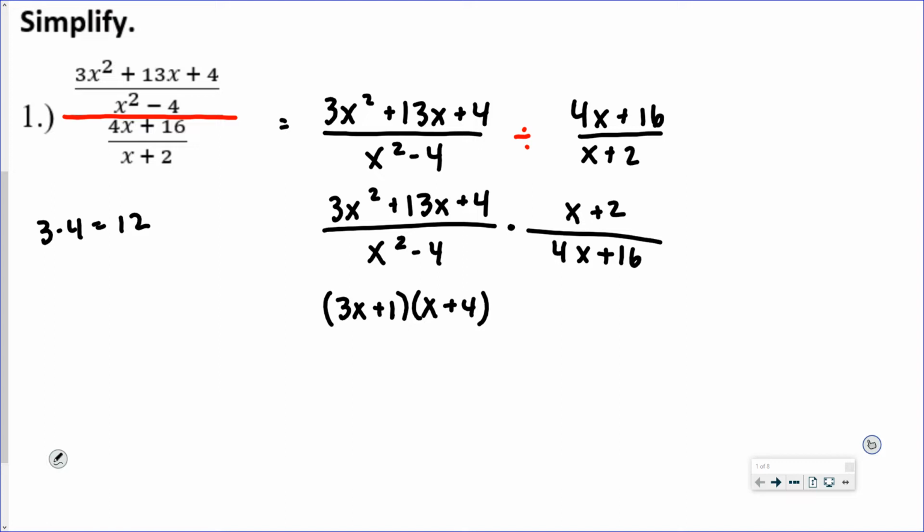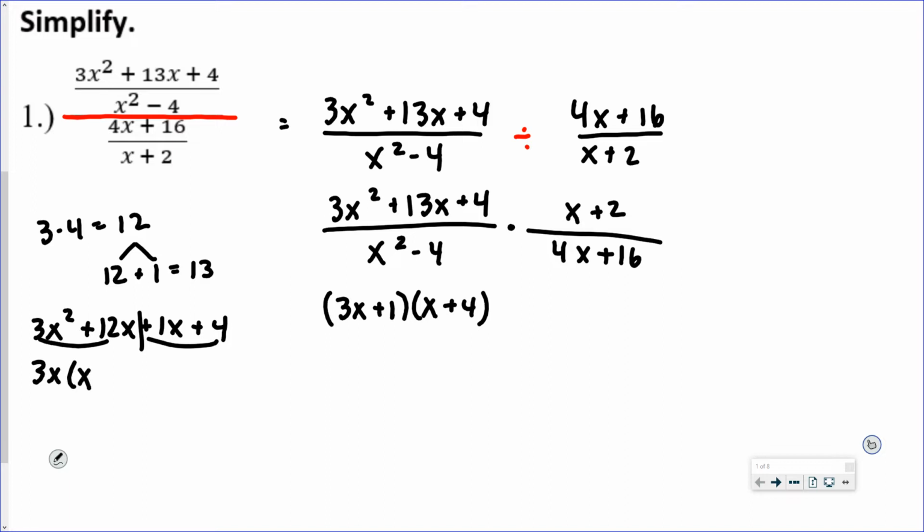Okay, sorry, let's go over the AC method. 3 times 4. Two numbers that multiply to 12 and add to 13 are 12 and 1. I just missed a step. But that's important. You can't cancel with division or with addition and subtraction. Split in half, factor by grouping. That would be how we factor that. Factor first. Don't do the fun canceling out stuff until everything's factored.